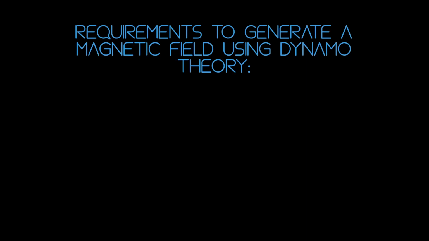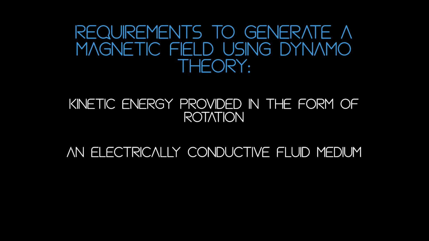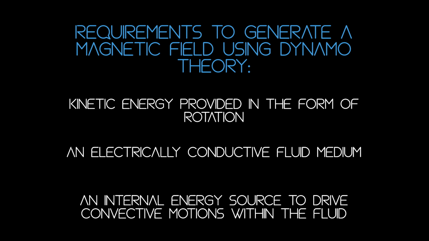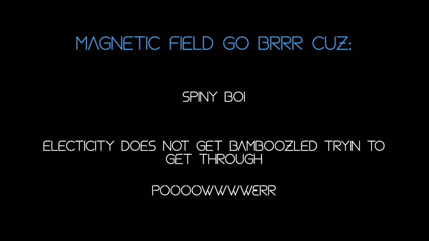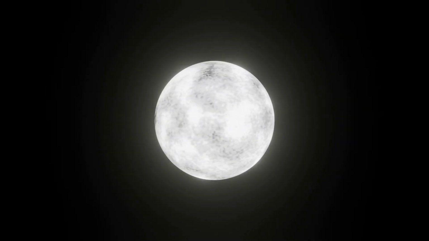But essentially, there are 3 requirements for dynamos to kick in and create a magnetic field: kinetic energy provided in the form of rotation, an electrically conductive fluid medium, and an internal energy source to drive convective motions within the fluid. Or, in English, we need something that spins, is conductible, and has a power source. The sun spins. That's our rotational energy.